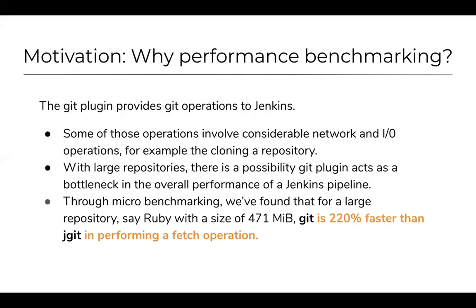So why do we want to performance benchmark? The reason is that for any Jenkins pipeline, the Git plugin can possibly be a performance bottleneck. Why? Because it involves considerable network and IO operations, for example cloning a large repository. So ideally, we would like to find the bottlenecks and then possibly fix them. For example, through benchmarking, I found out that for a large repository like Ruby, Git is going to be 220% faster than JGit in performing a fetch operation. So I think that's a big enough motivation for this project.